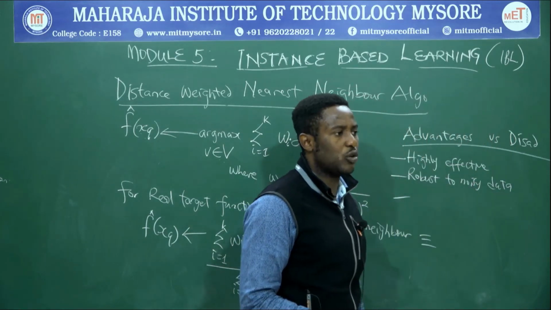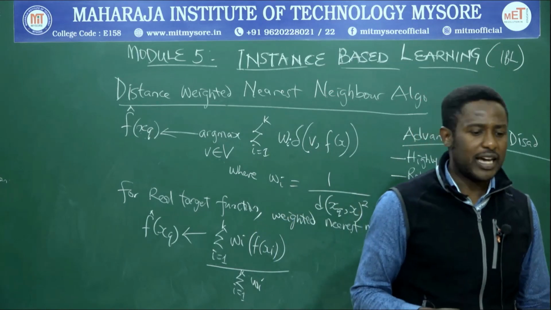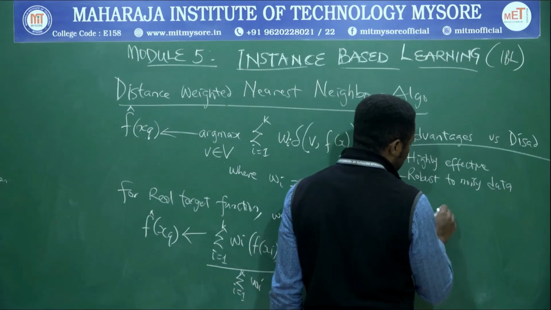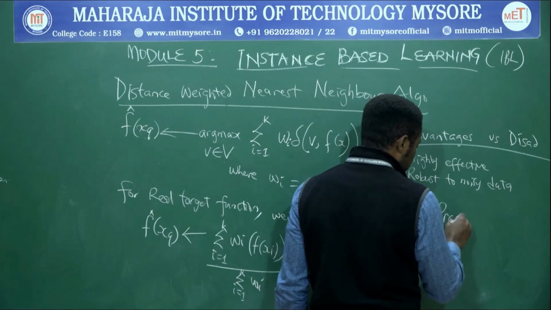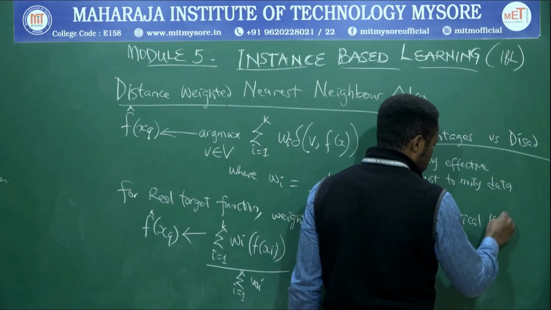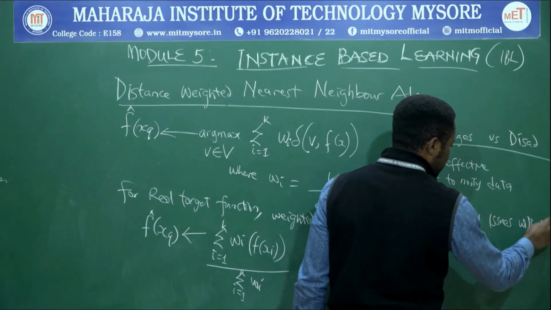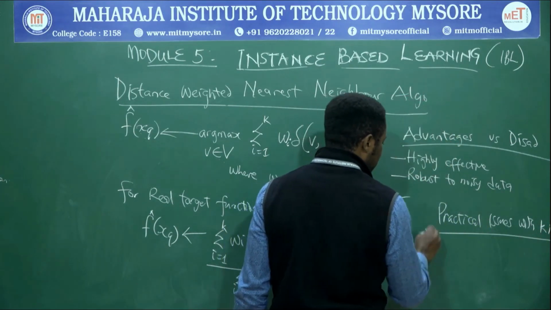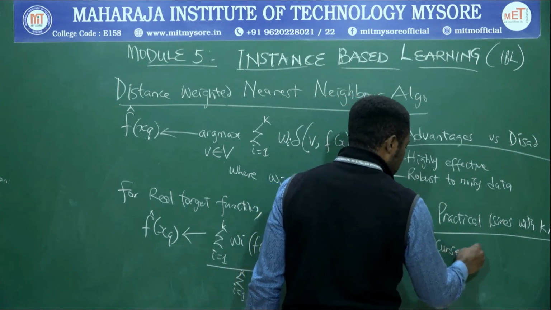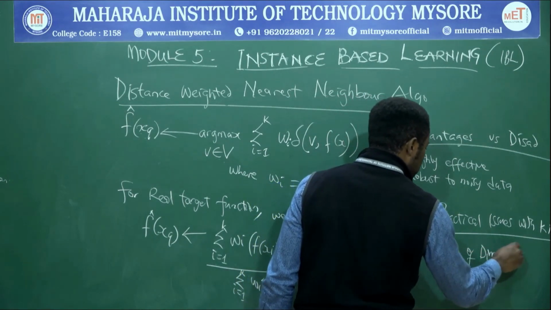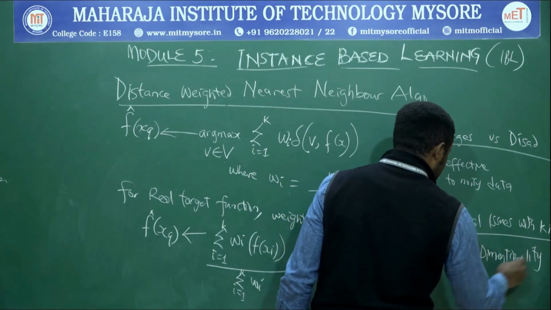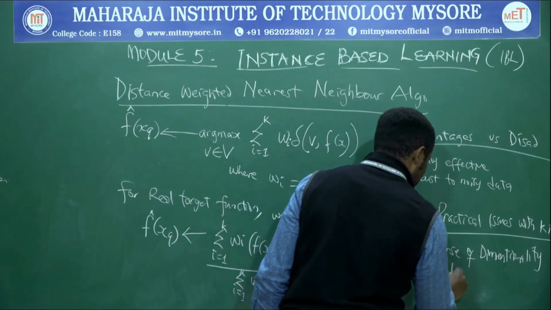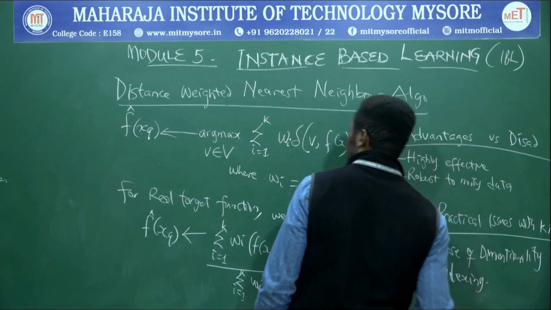Okay? Now, what are the issues? The first challenge here is what we call the curse of dimensionality. And next is indexing. So two issues or two challenges here. Practical issues with KNN. I hope you can see the board. Practical issues with KNN, and I will explain this in detail. One is the curse of dimensionality. And the second one is indexing. Problem with indexing. All right?